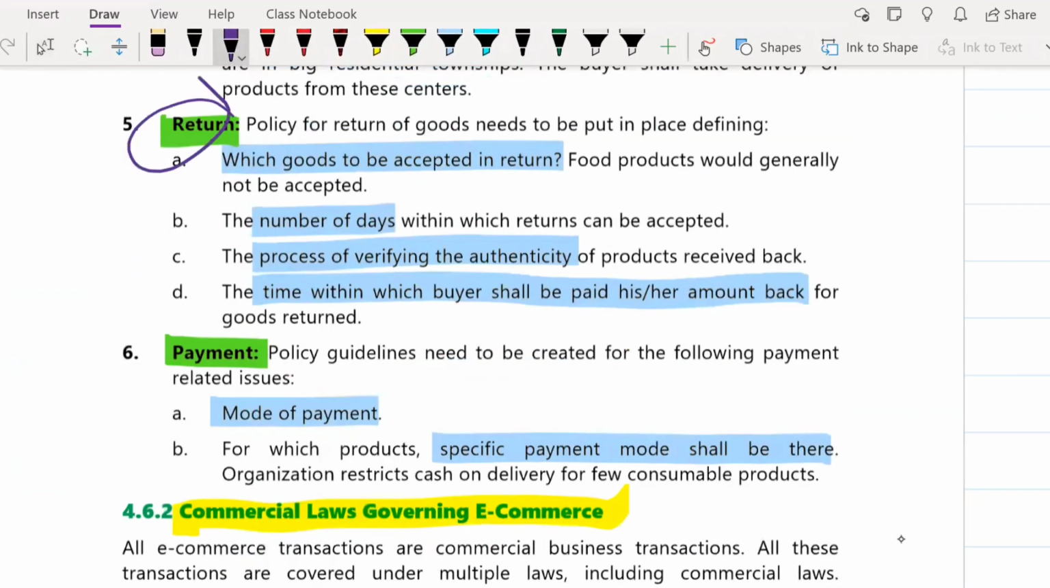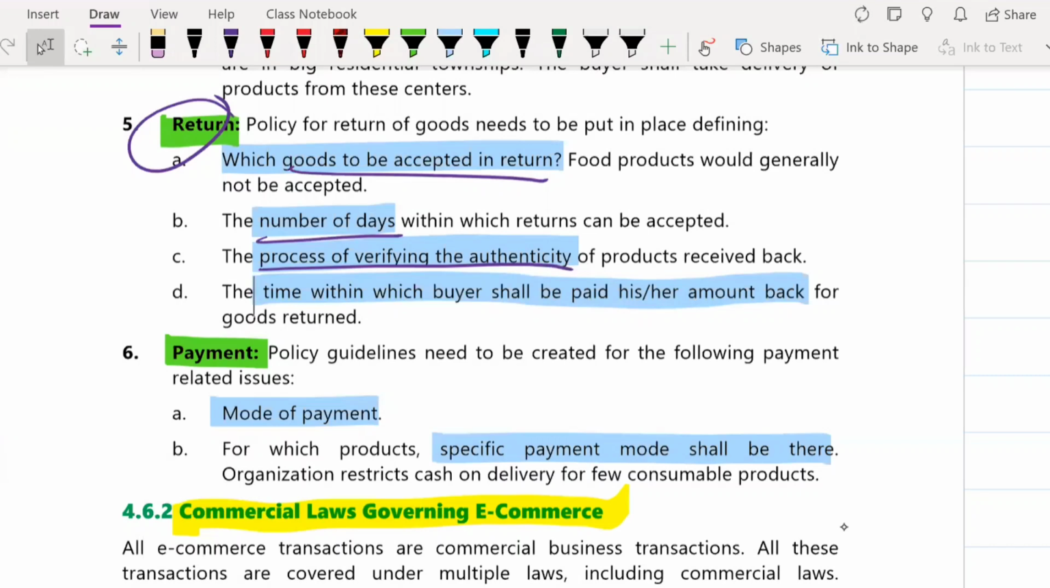Then next is related to return. Also, the policies must be clear. What kinds of goods will be taken in return? That means usually milk or any other perishable items they'll not take as return, whereas clothes they will accept. So like this, which goods will be accepted, you have to show there. How many days within which you can start the return. Then how the e-commerce vendor is going to verify the authenticity, you have to decide.